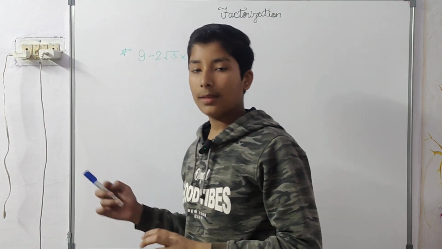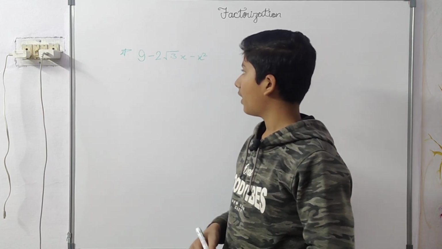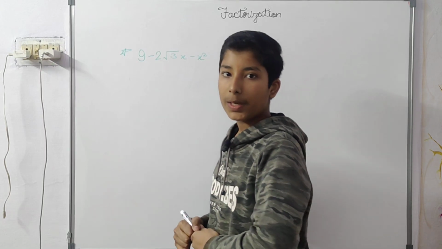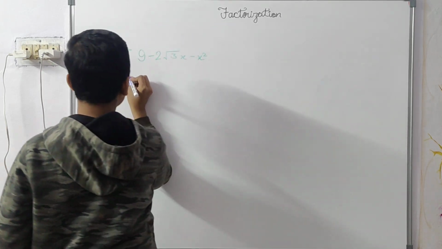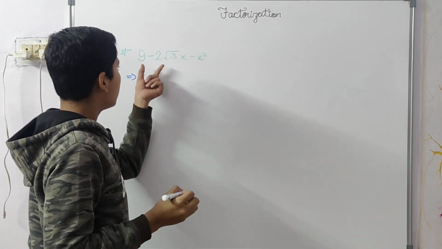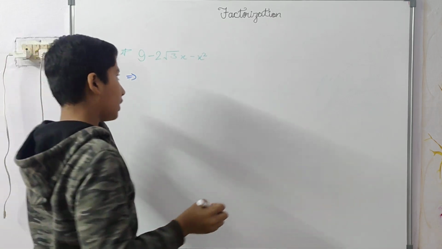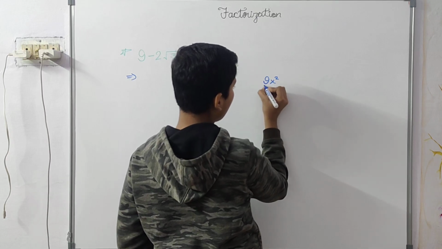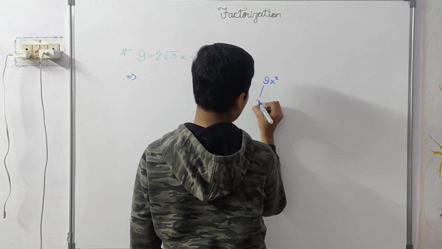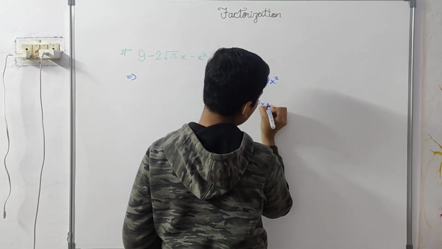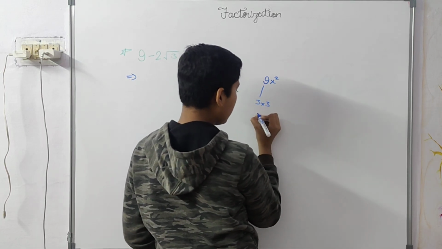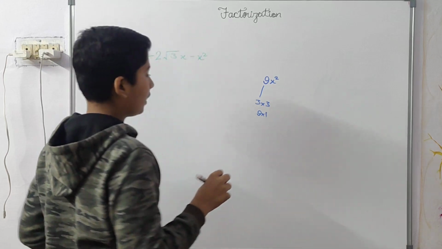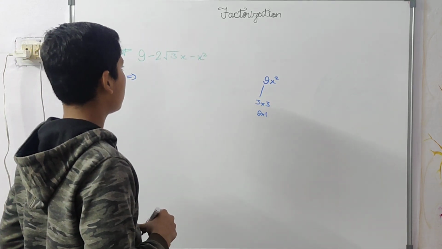See friends, this is a star question. Why? Because here is a root coming over here. So most people get confused by this. See, if you take common, firstly 9 into x square is 9x square, which can be written as 3 into 3, 9 into 1 and nothing else, only this much.